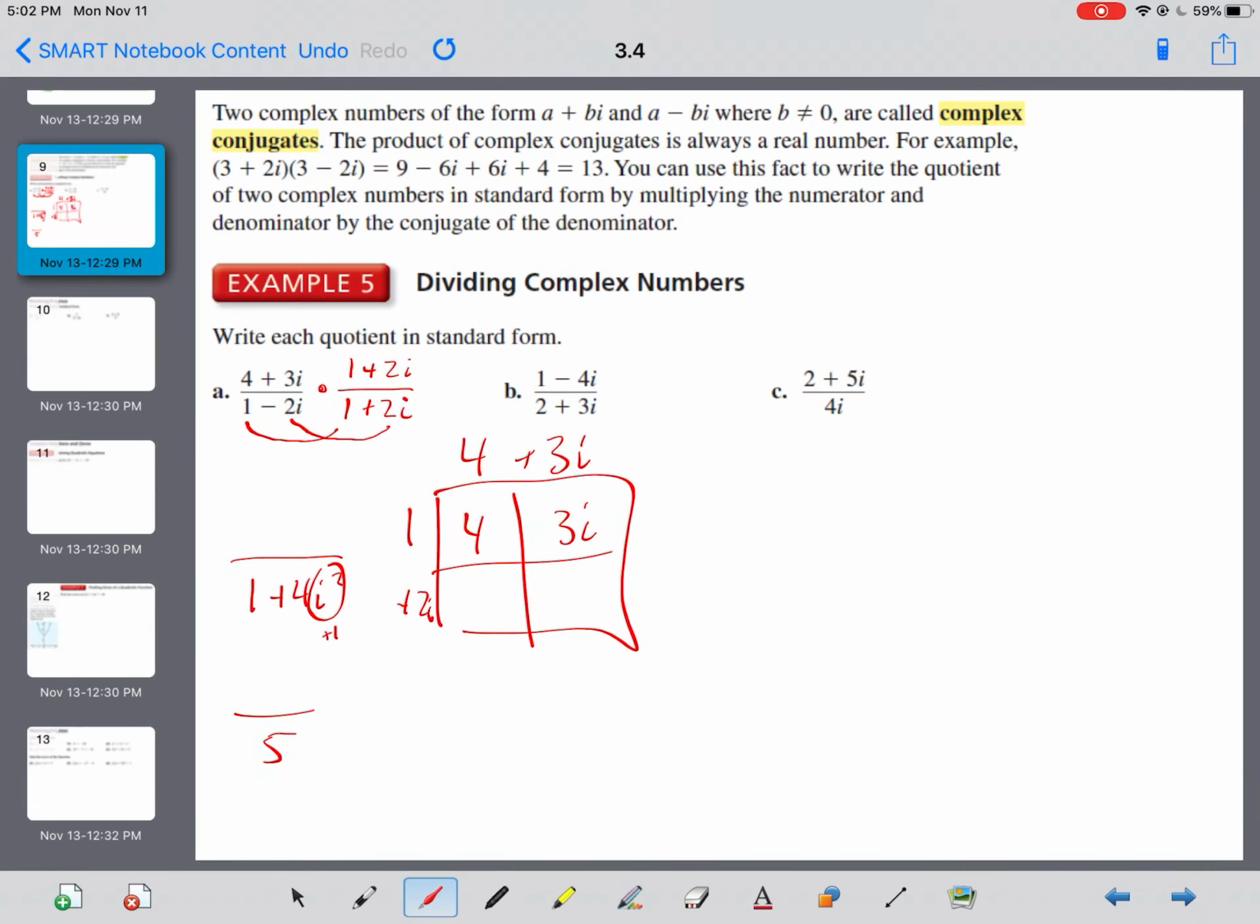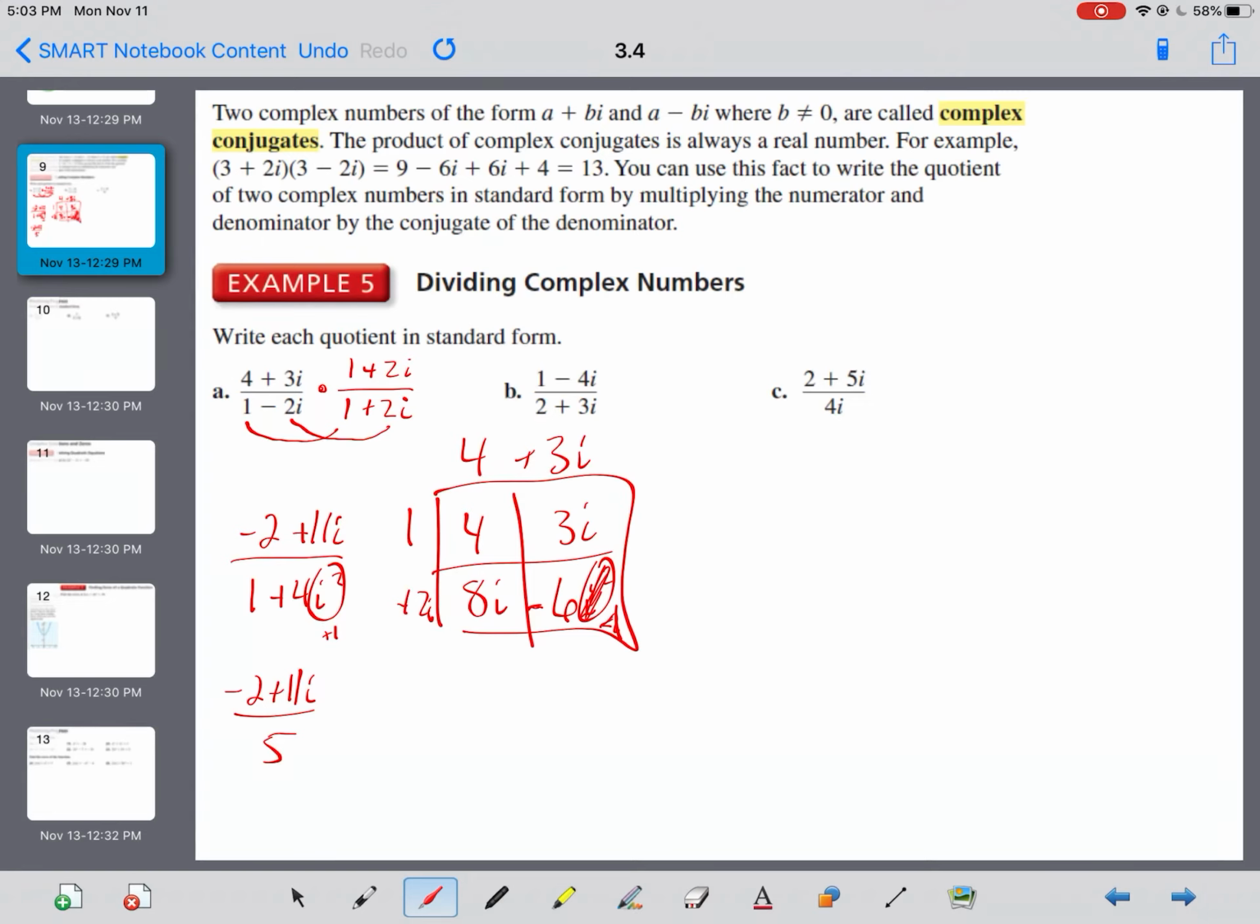1 times 4 is 4, 3i, 8i, 6i squared. That's a thing, so it makes it negative 1. So that's a negative 6. 4 and negative 6 is negative 2. 8 and 3 is 11i. Make negative 2 plus 11i on top right there.